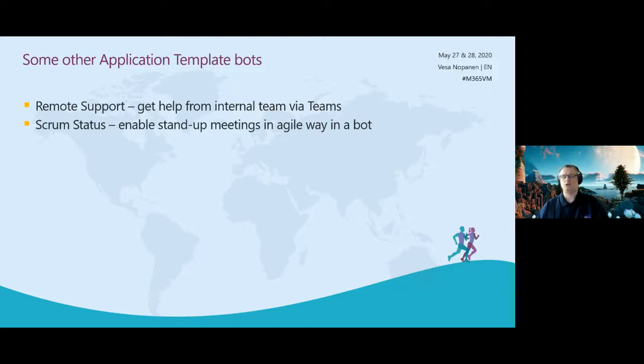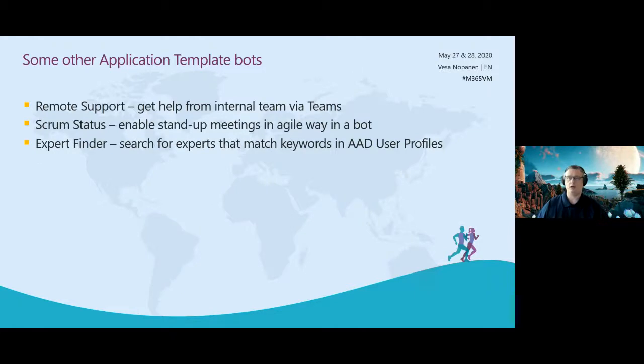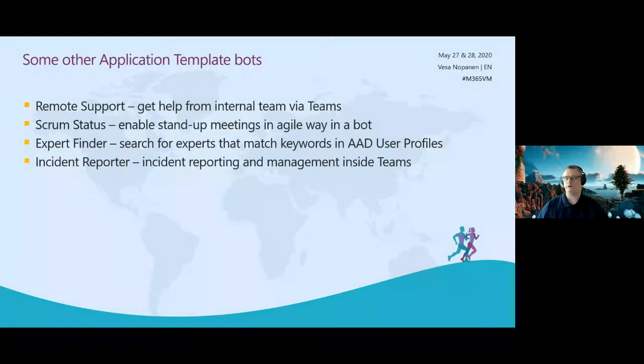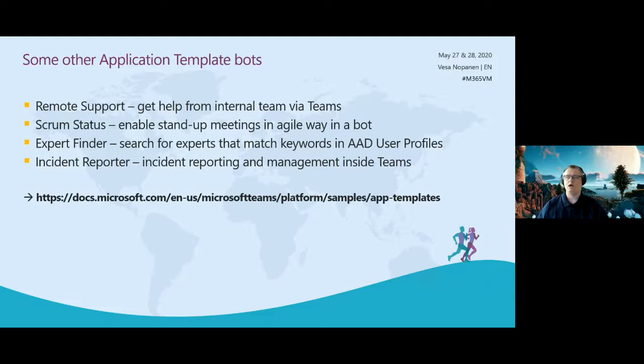There's a Scrum status that will help with stand-up meetings that are spread throughout different time zones. So it goes through the bot in a chat, and you can all know what's going on and whether you have any impediments or anything like that. Expert Finder is going to utilize the AAD user profile keywords, so you can find the right people. Incident Reporter: if you don't have a process in place for how to report and manage incidents, that could be done in Teams.